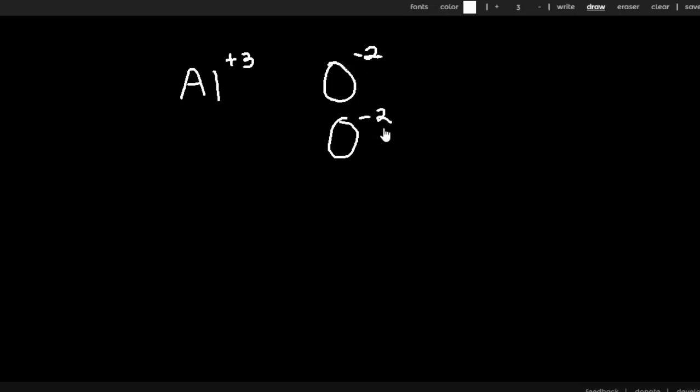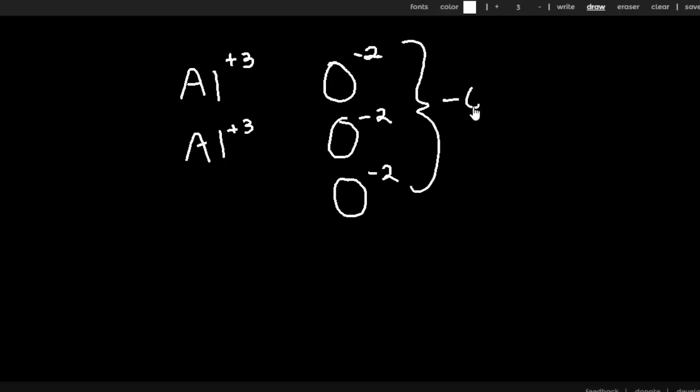Now I have 4 negatives, but I only have 3 positives. I don't have enough positives now. Well, I'm going to have to take another aluminum ion to get some more positives in there. Well, now I have 6 positives but only 4 negatives. I'm going to need some more oxygen, another oxide. Now I have 6 negatives and 6 positives.